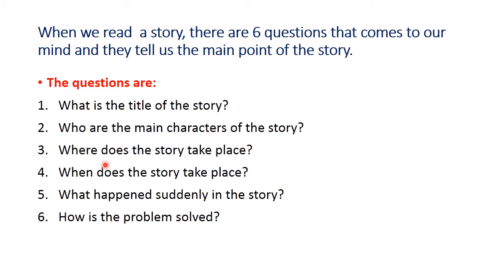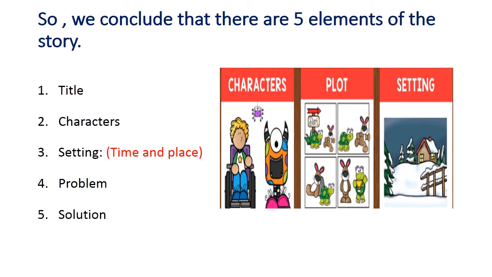Number 3, where does the story take place? Where does it happen? Number 4, when does the story take place? The timing of the story. Number 5, what happens suddenly in the story? And finally, how is the problem solved? Now let's go into details about these elements.